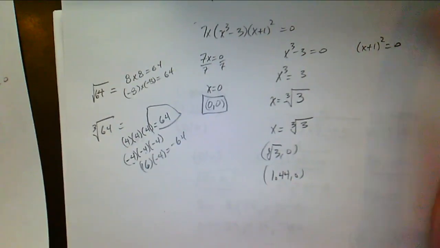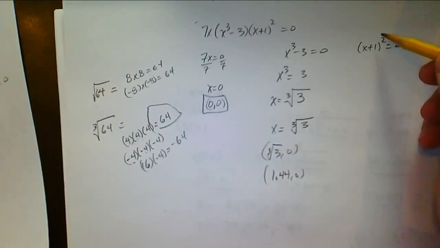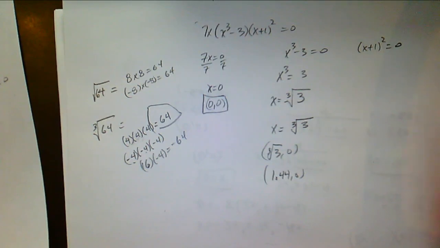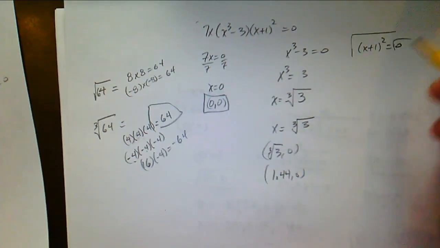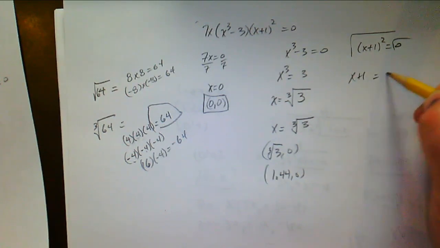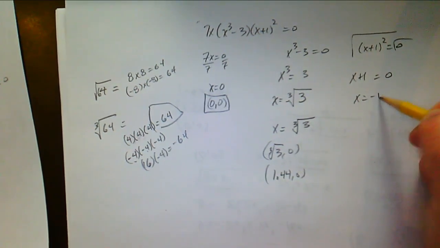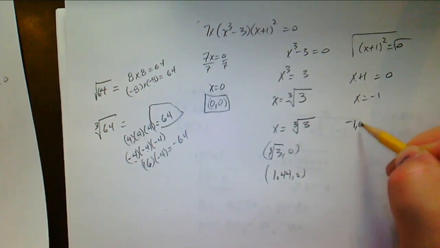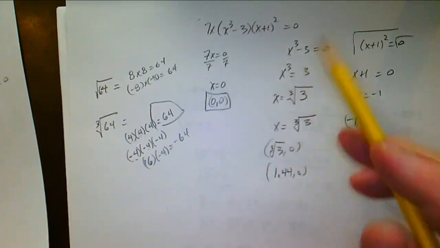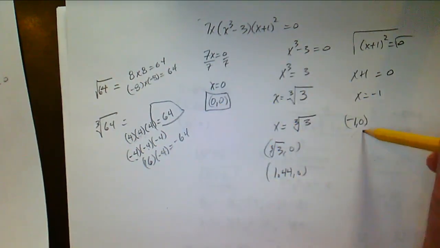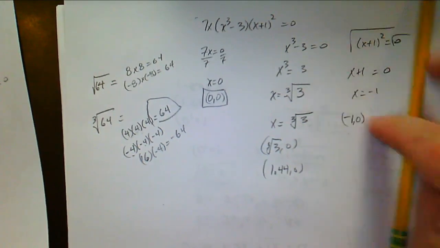All right. Now, next one. We're going to solve this. For this, you don't need to square it and then try to factor it and do all that kind of stuff. You just take the square root of both sides, right? The square root of 0 is 0, so x equals -1, so we have -1, 0. So we have 3 x-intercepts here. 1, 2, 3. This one's repeated. There's actually 2 of them there.